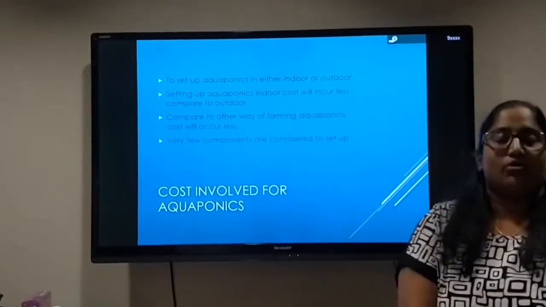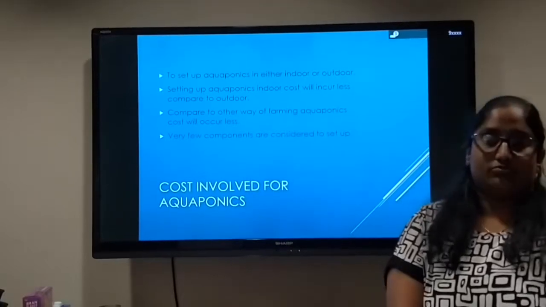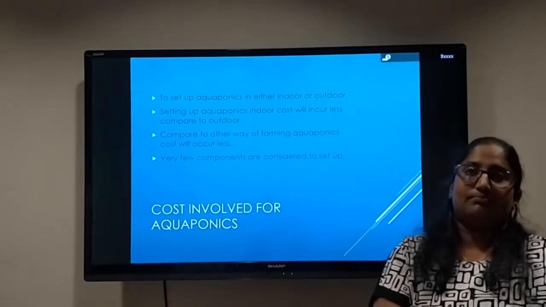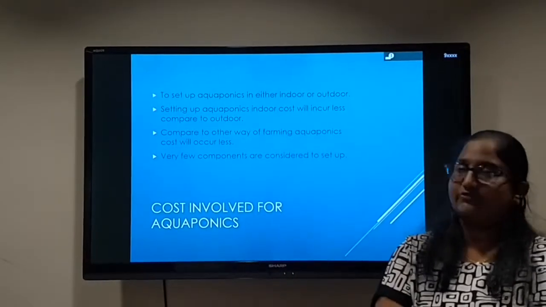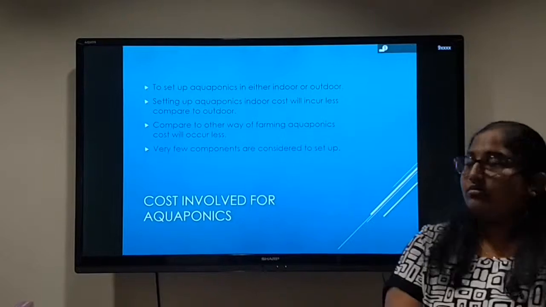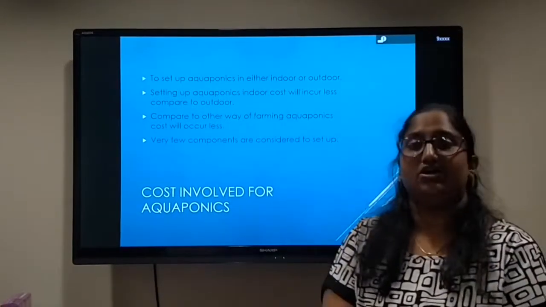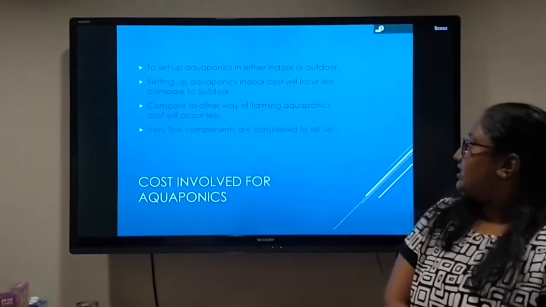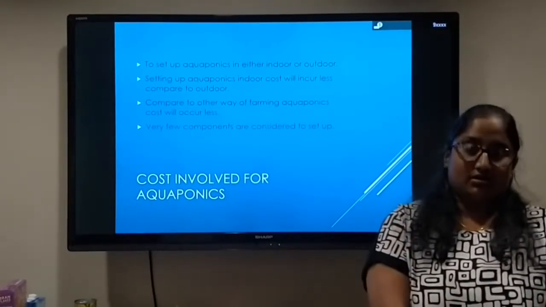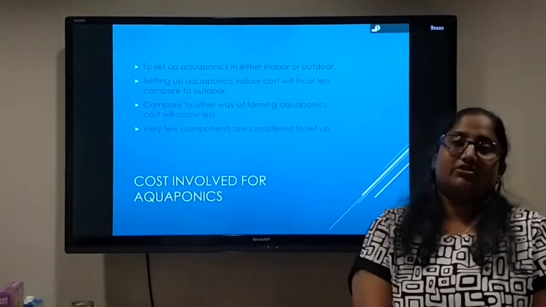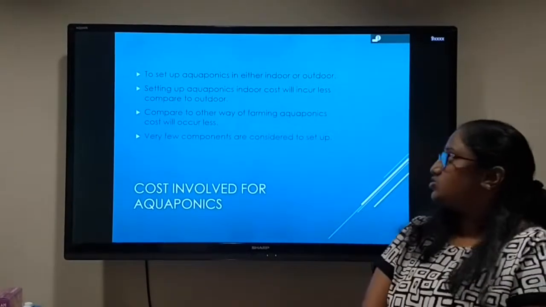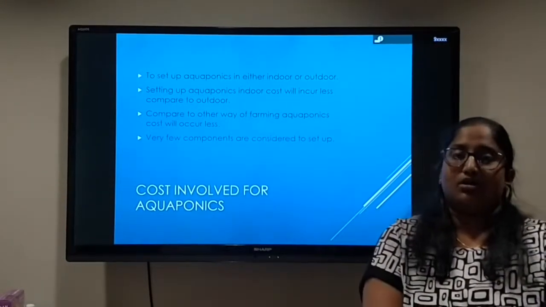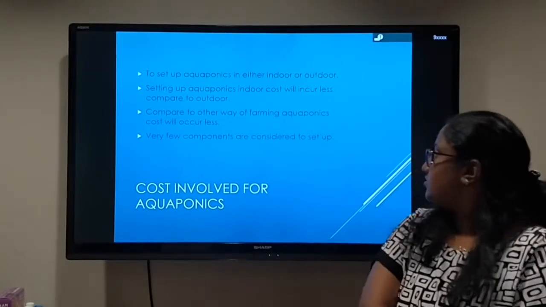So by setting up this aquaponics, I have two ways, which are indoor and outdoor. Both ways involve very little cost, though setting up aquaponics indoors will incur more cost comparatively than outdoor aquaponics. Similarly, we can compare the other ways of farming in aquaponics, because we are using vertical technologies. So aquaponics is very trendy for the future.